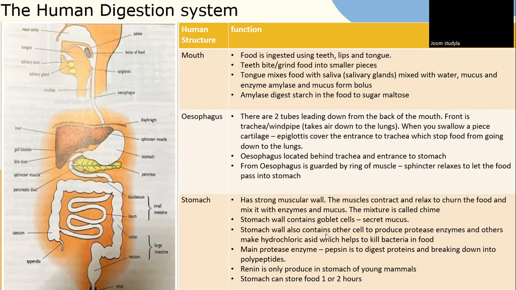The stomach wall also contains other cells that produce protease enzymes, and others that make hydrochloric acid, which helps to kill bacteria in food. The main protease enzyme, pepsin, digests protein, breaking it down into polypeptides. Pepsin is the enzyme that exists in the stomach. Renin is only produced in the stomach of young animals. And the stomach can store food for 1 or 2 hours.